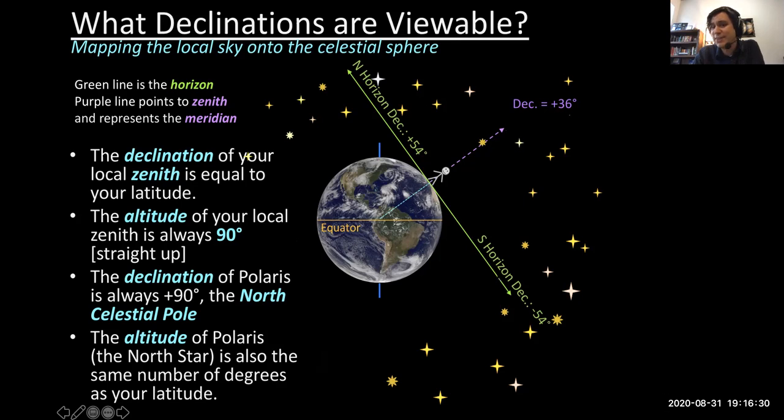So if I want to figure out what the declination of my southern horizon is, all I have to do is take 90 degrees off of this right here. So I'd have 36 and subtract off 90 degrees, which would bring me down to minus 54 degrees. My southern horizon in Knoxville, if I point straight south at the horizon, I am pointing straight at declination minus 54.